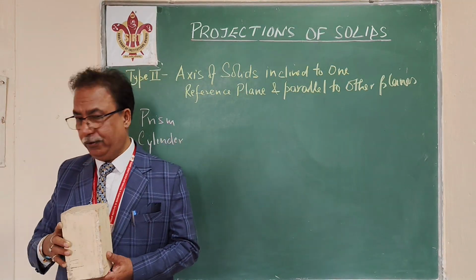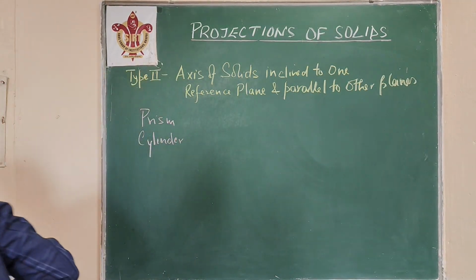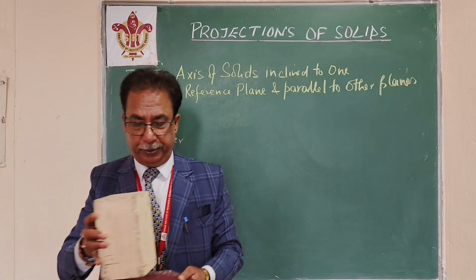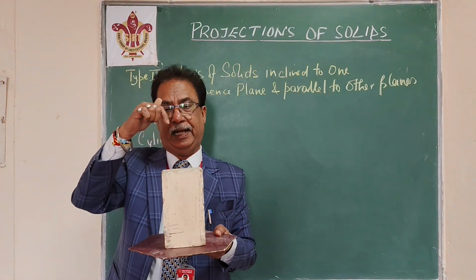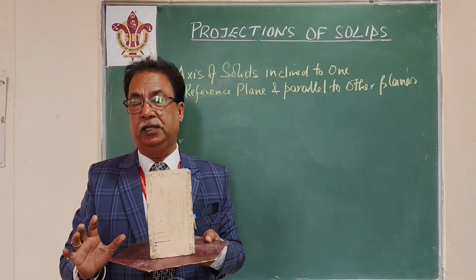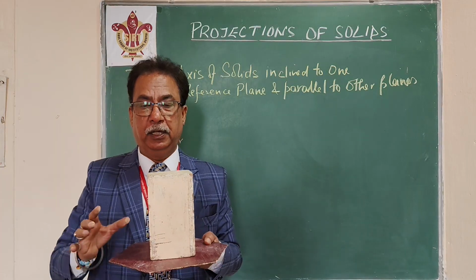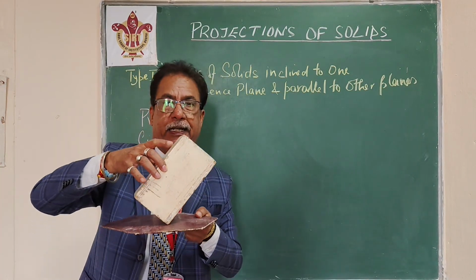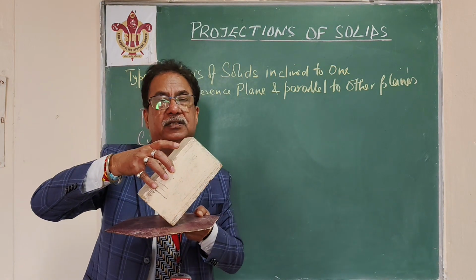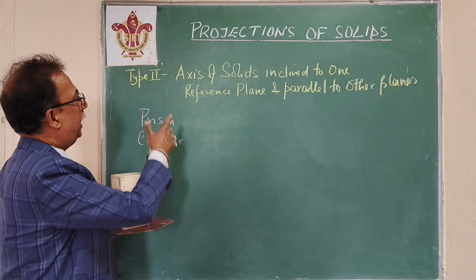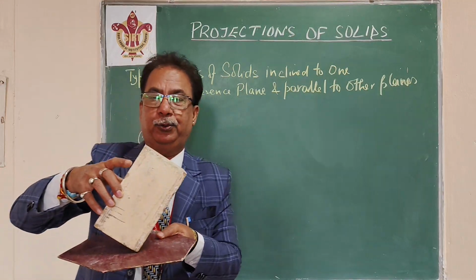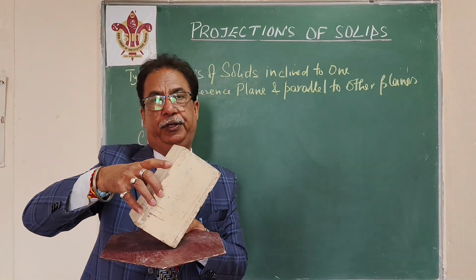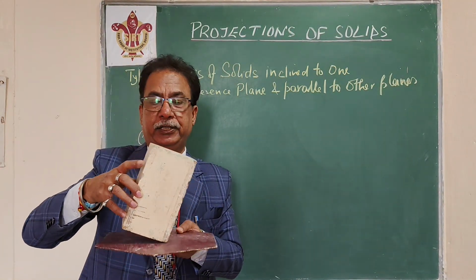Last time I held this prism like this. The base of the prism will be on the HP, or you can say the axis will be perpendicular to HP. This is the simple position of the solid. Now suppose, keeping this base side fixed, I rotate it like this. Now this is the second position, when the axis of the solid will be inclined to HP and parallel to VP. So this is one of the conditions.